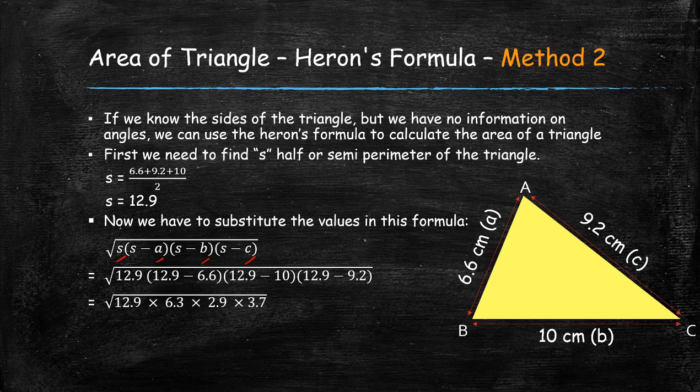Now to find the root of this, first we multiply, and we get 872.03. If we find the root, it is not a perfect square, so the root is approximately 29.53 centimeters square.